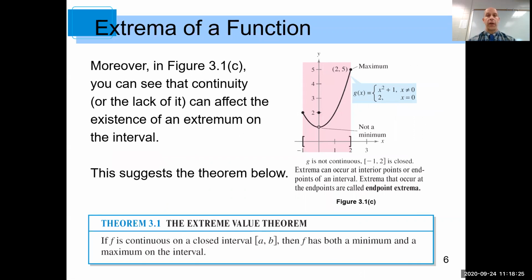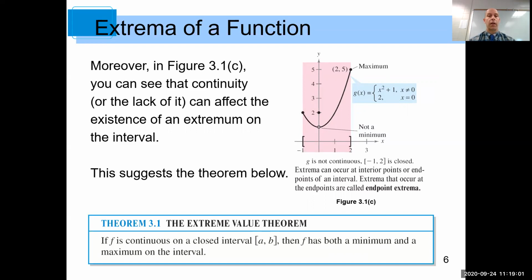Moreover, figure 3.1c, which is what we're looking at here, is even different still. Notice that this is on the closed interval again, but now look at x equals 0. What we've done here is make this a piecewise defined function where we define f of 0 to be 2. This function has a maximum at (2, 5), like 3.1a did, but now it has no minimum. There is no lowest value for this function. It does have a limit, but we do not have an absolute lowest value.